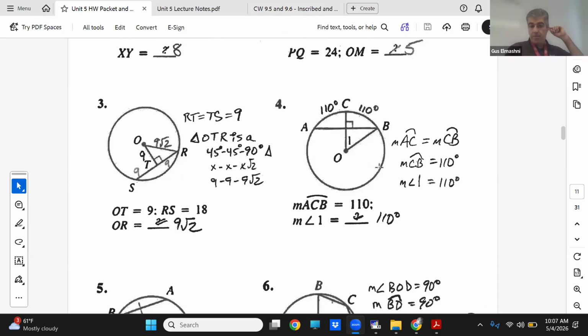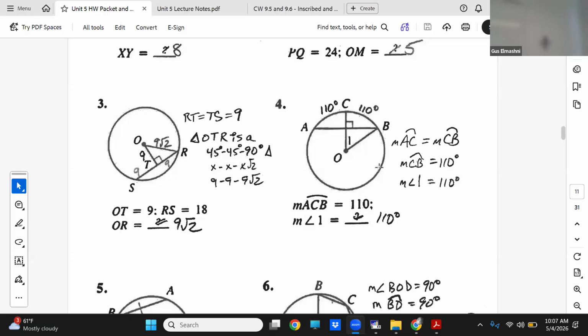Now, the one thing that we know is RS is 18. Remember, it gets cut in half again, so you get 9, 9. So not that hard. Here we've got angles. There's a mistake here. That's got to be 55, 55. So please make any corrections to your homework, whether you did it online or on paper.